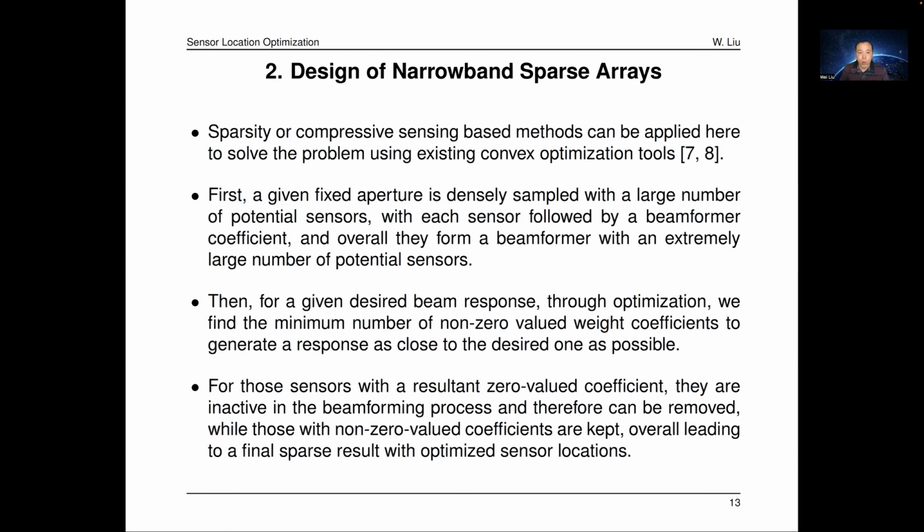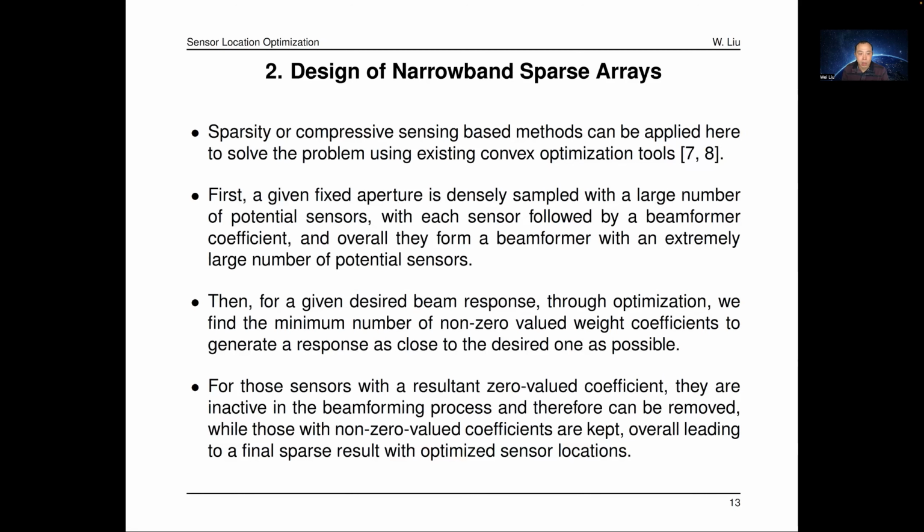In this talk, we introduce a new framework. Sparsity or compressive sensing-based methods can be applied here to solve the problem. The formulation is convex, so you can use an existing convex optimization toolbox to solve the problem, and it takes just seconds to get the result. And because it's convex, you have a guaranteed optimal solution in this case.